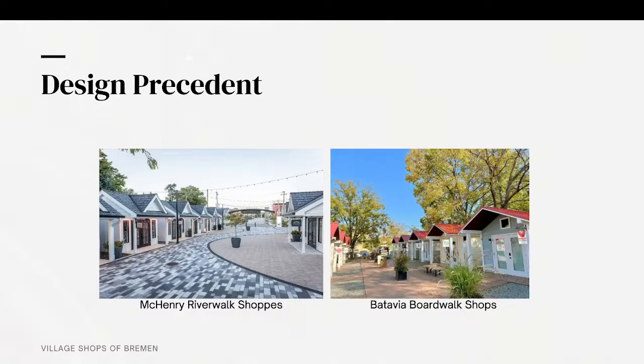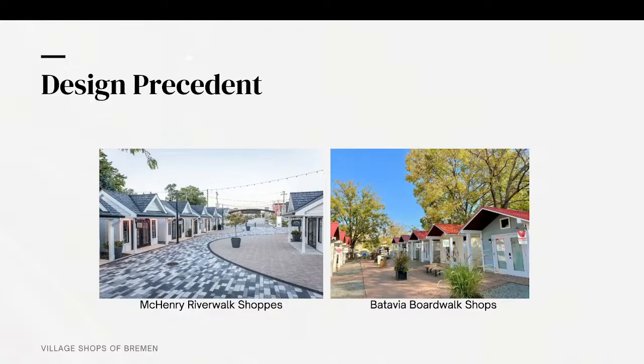Both of these towns have obviously a much larger population than Bremen. I understand that. McHenry is right on the river, and it's beautiful. It's very inviting. They have a big amphitheater area. They have a splash pad. They have really nice restrooms, and it just looks very pretty. We didn't know about Batavia until we visited McHenry. Batavia is about 30, 40 miles away.